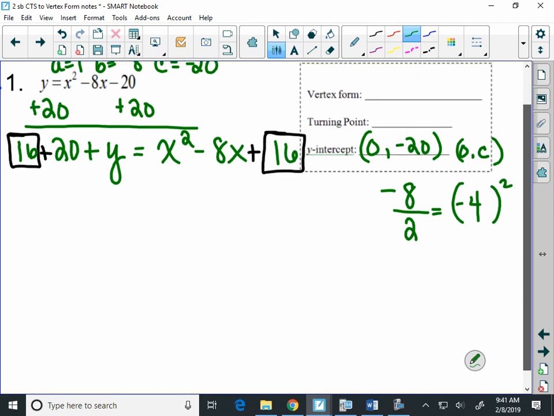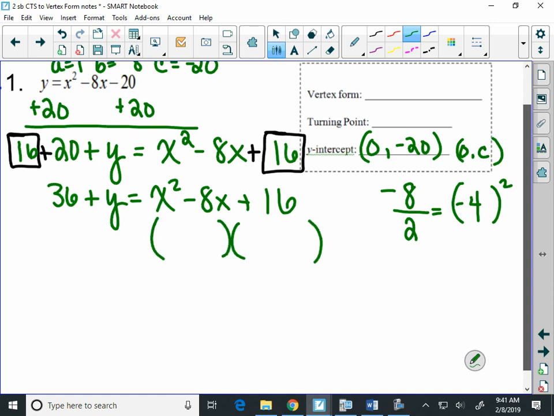16 plus 20 is 36, plus y is x squared minus 8x plus 16. And there's some places where you can combine steps, but I just want to make sure that I show all my work. Because now where I am is I'm on step 4, factor the trinomial. When we factor in the completing the square process, these parentheses have to have the same value.